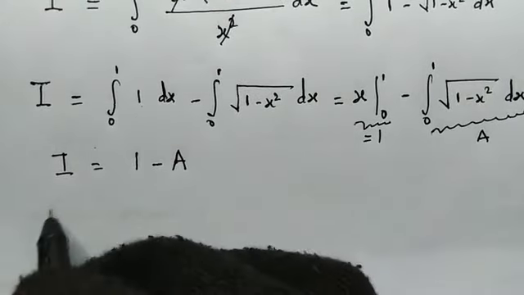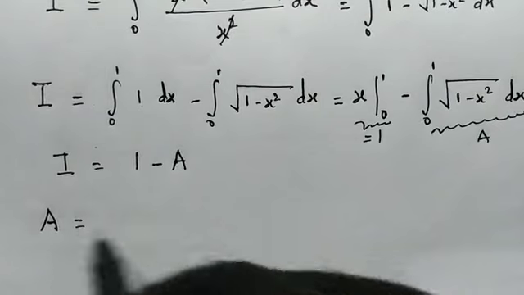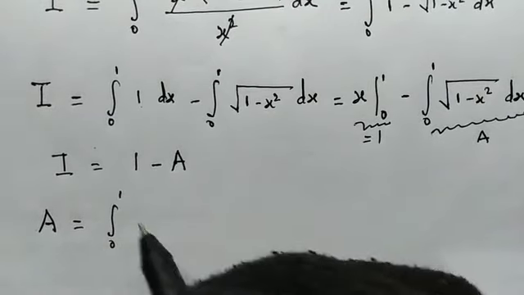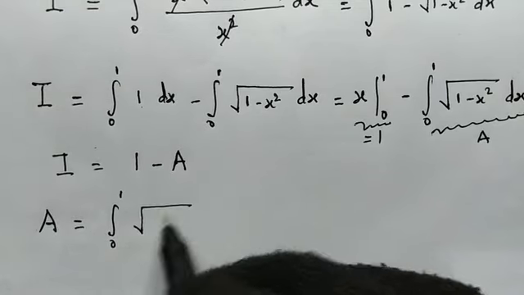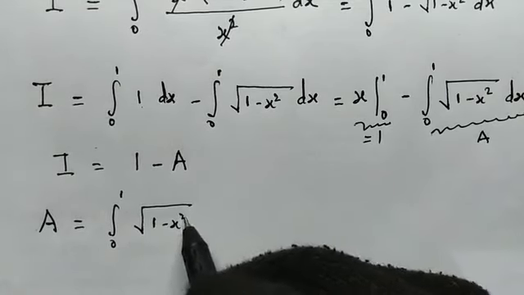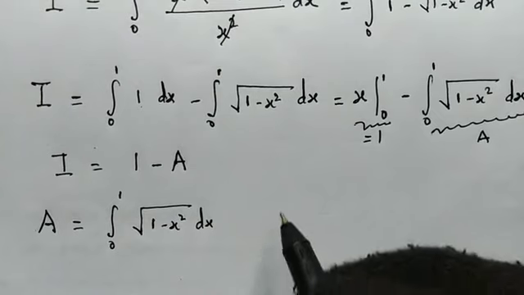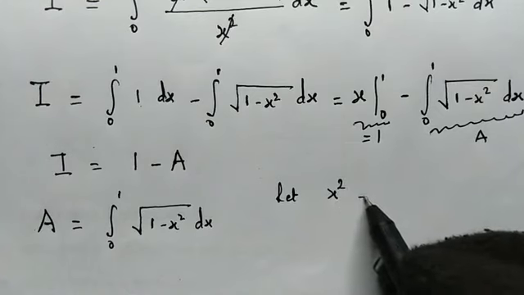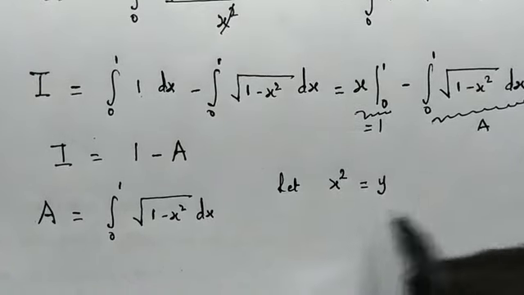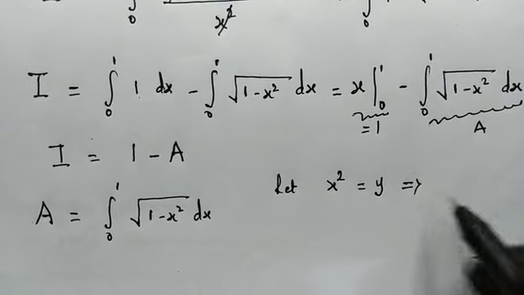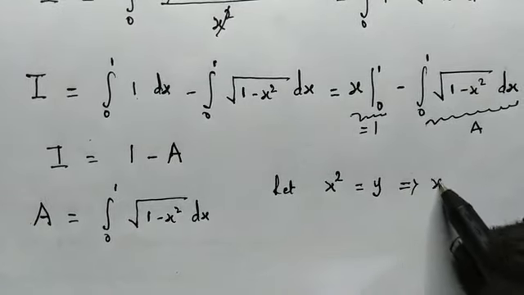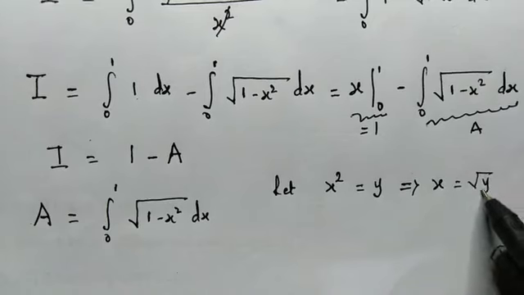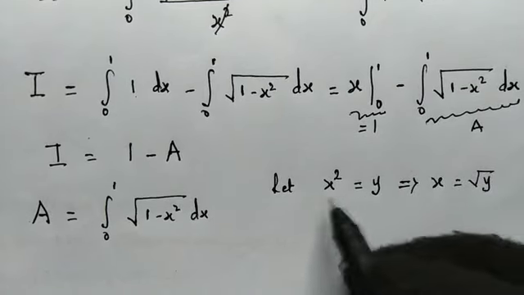Okay, so what is our A? Our A is equal to the integral from 0 to 1 of square root of 1 minus x squared dx. So at this point, let us make this nice substitution. We're going to let x squared equal y. So if you want to solve for x in terms of y, we have x is equal to root of y.